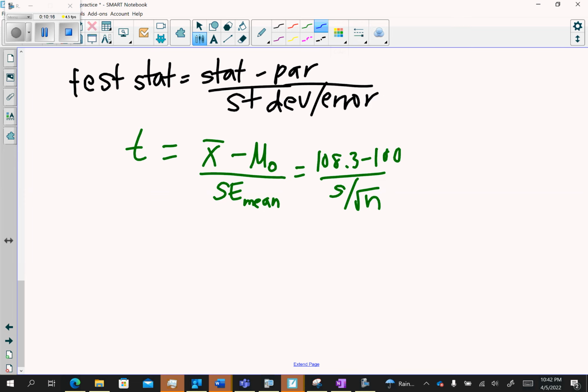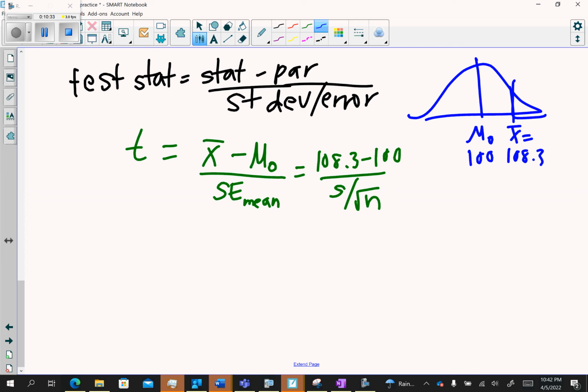So the sketch we'll put over here, mu sub 0, that's what you're assuming in your null, that the mean is 100 of the AP teachers. But then the x bar that we obtained from our sample was 108.3. And then we would go to the right because our alternative direction was to the right. So the p-value we would be interested in finding would be to the right.